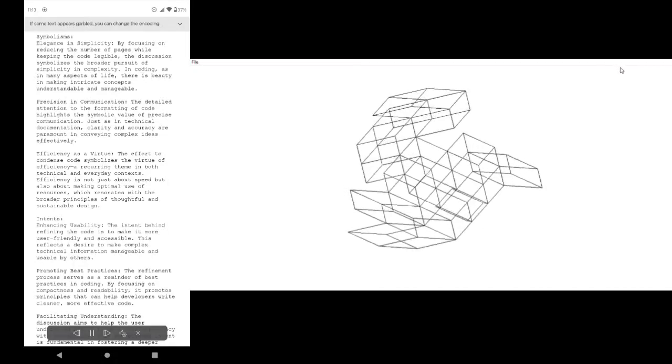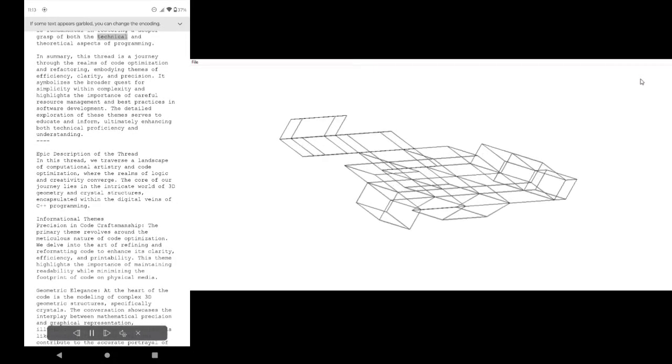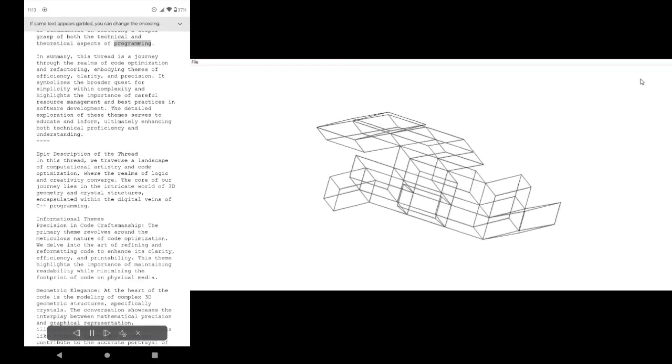Facilitating understanding. The discussion aims to help the user understand how to balance code efficiency with readability. This educational intent is fundamental in fostering a deeper grasp of both the technical and theoretical aspects of programming.